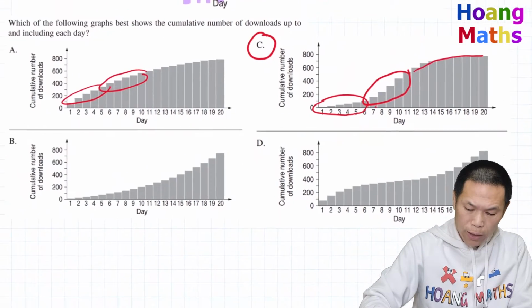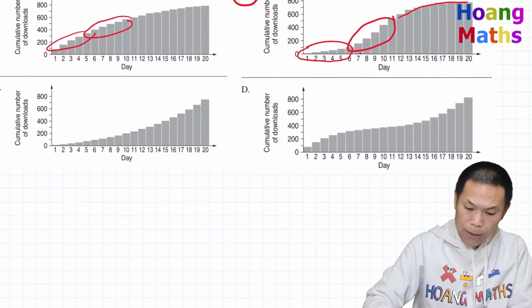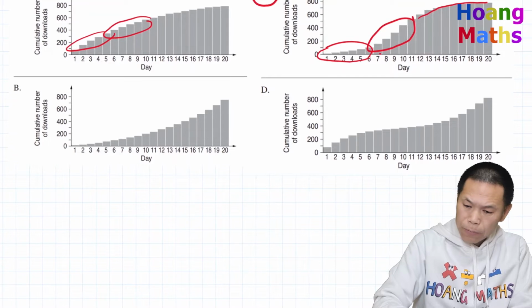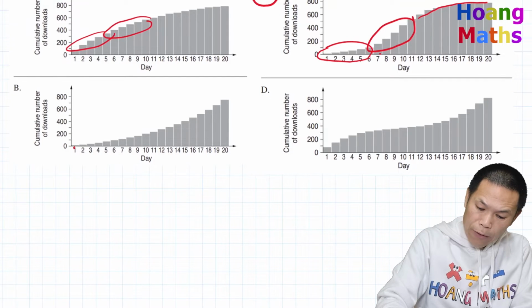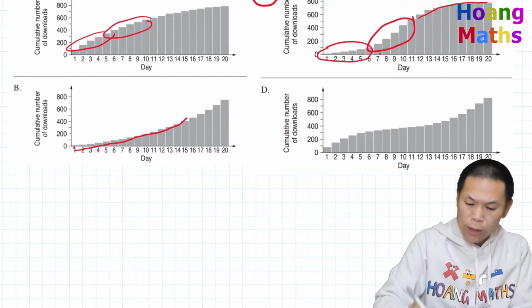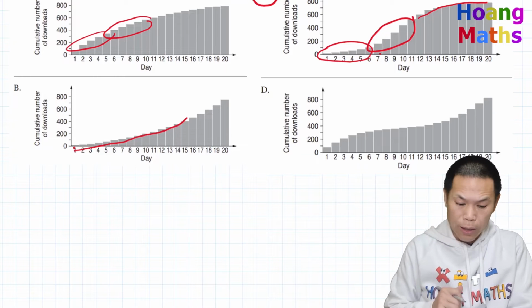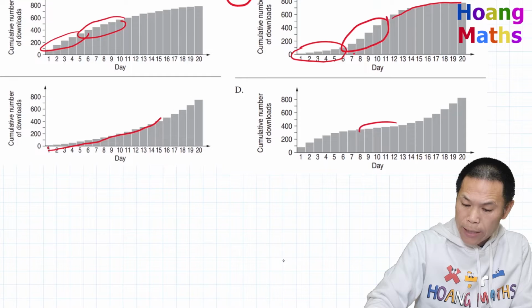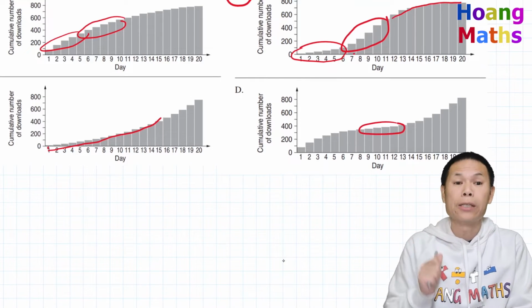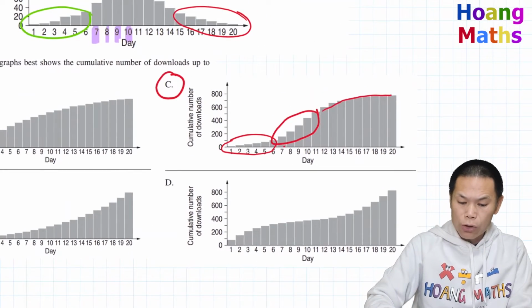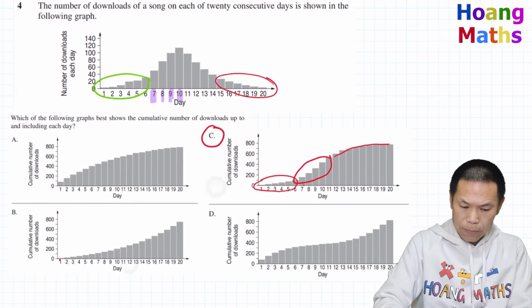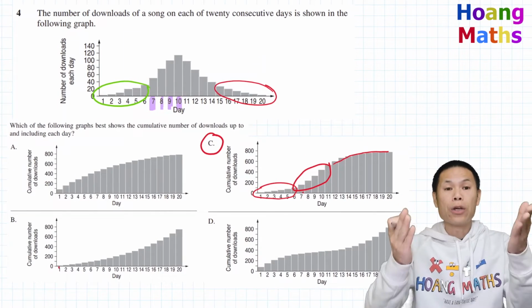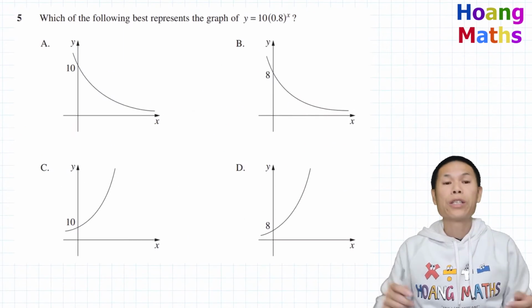So let's have a look at options B and D. For option B, you can see from 7, 8, 9, 10, they all increase steadily, so it cannot be option B, and also not option D as well. At 7, 8, 9, 10, it looks like it doesn't increase at all. So therefore the answer should be C. So there you go. Question number 5.